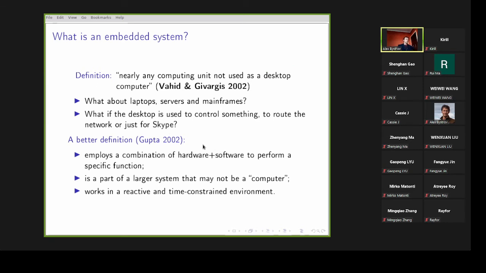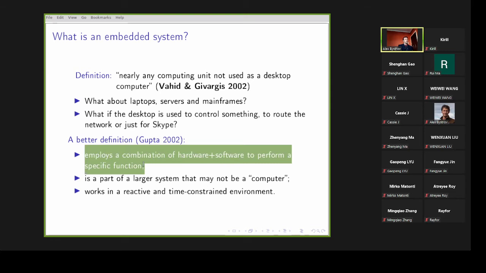A better definition was given by Gupta in 2002. Again, it is yet another book which is used for introduction. So he put this as several points, 3 points. An embedded system employs a combination of hardware and software to perform a specific function. Yes, it is a characteristic. It's not a definition, but a characteristic. A combination of hardware and software to perform a specific function.